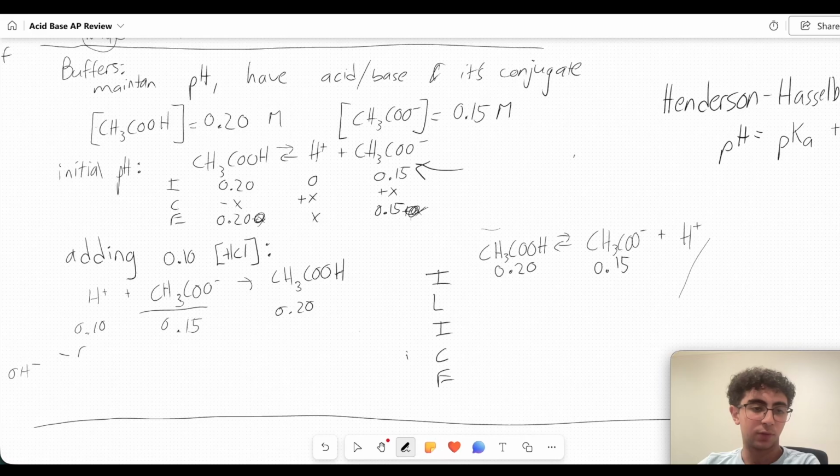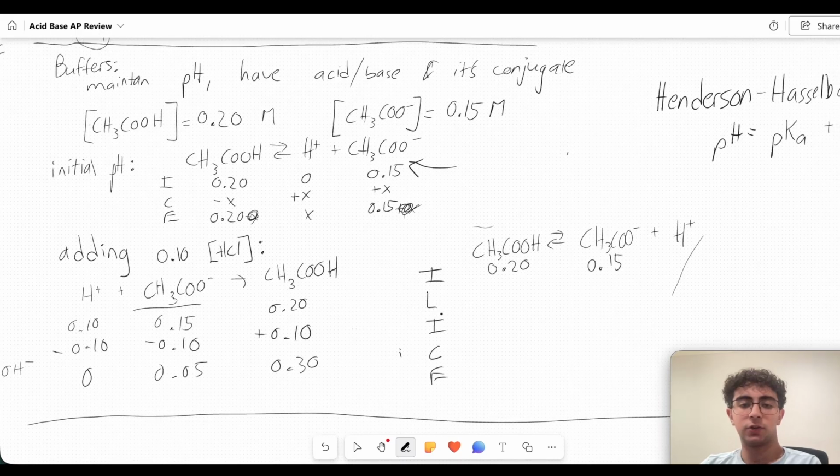This H+ is going to get fully used up, and then doing our limiting reagent chart, this is from stoichiometry, this is going to end up being 0, this is going to end up being 0.05, and this is going to end up being 0.30. And then you do your equilibrium calculation.